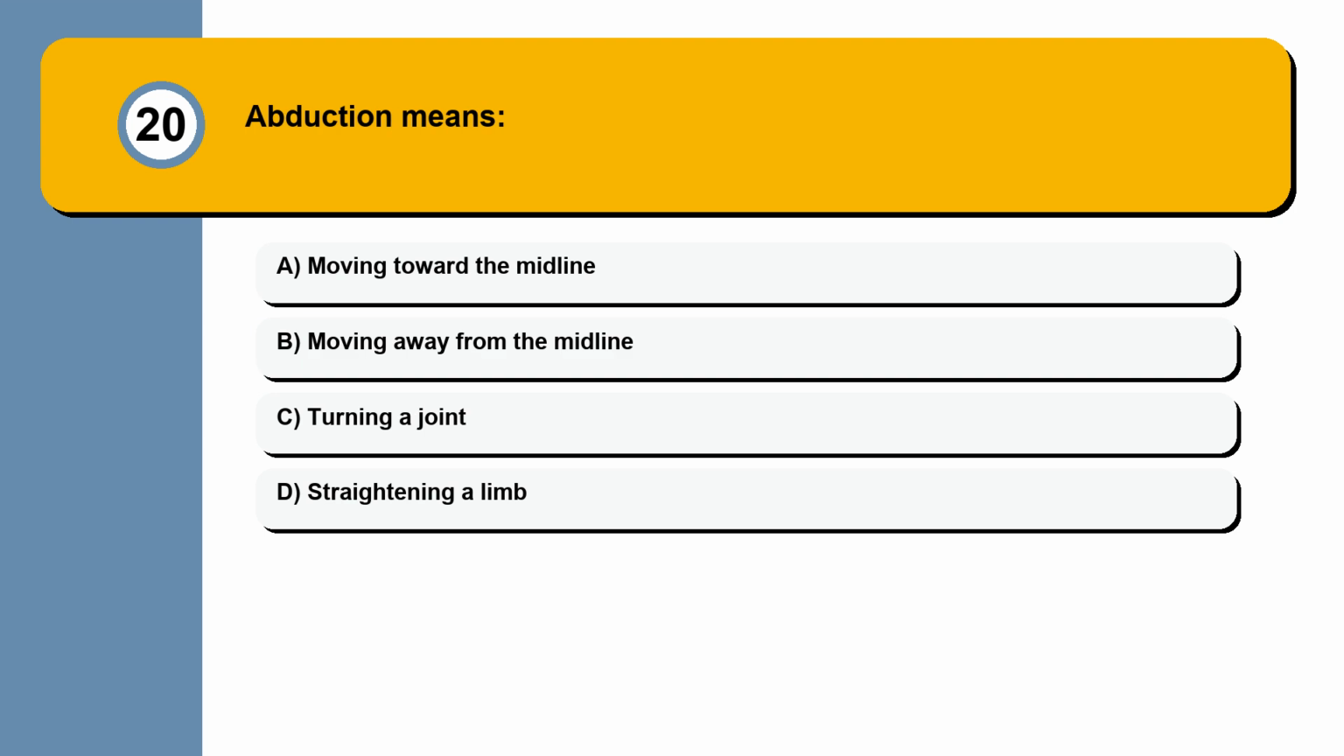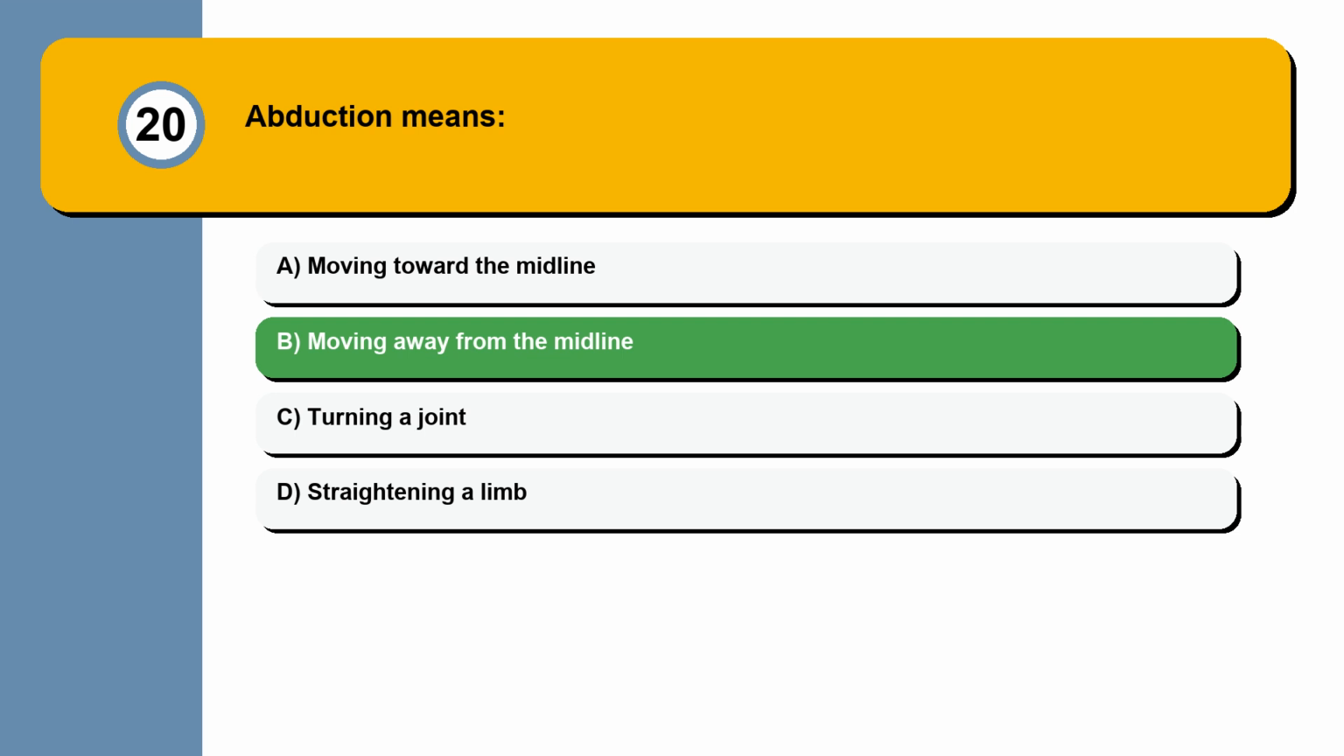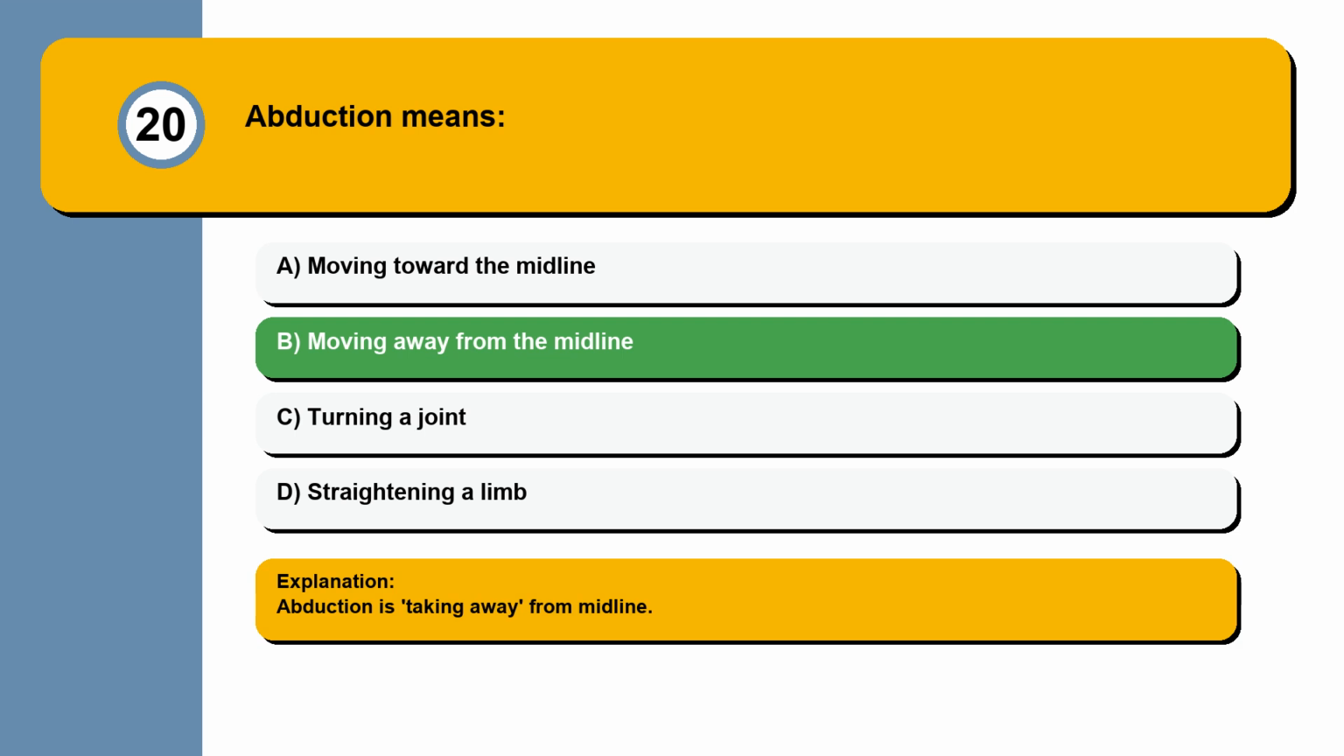Question 20. Abduction means moving toward the midline. Moving away from the midline. Turning a joint. Straightening a limb. Abduction is taking away from midline.